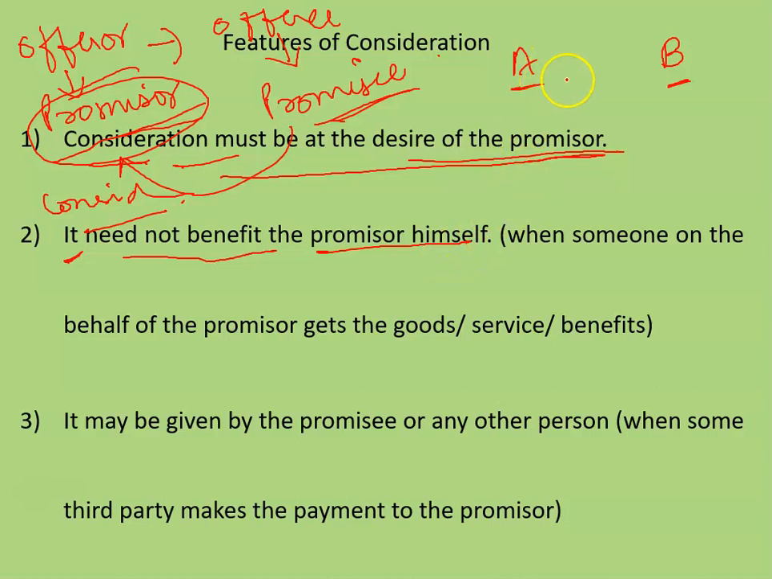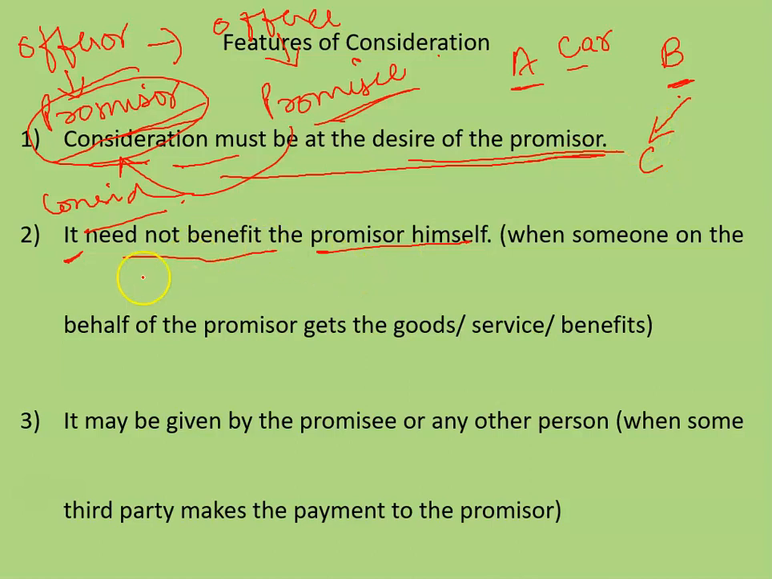Suppose A wishes to sell his car to B. There is a car which A owns, and he wishes to sell that car to the other party, which is B. Now he is saying it need not benefit the promisor himself. He says that you make the payment to C. A says to B that you make the payment to C, right? So I am selling this car to you. You get the delivery of the car, and the payment you make to some other person, right?